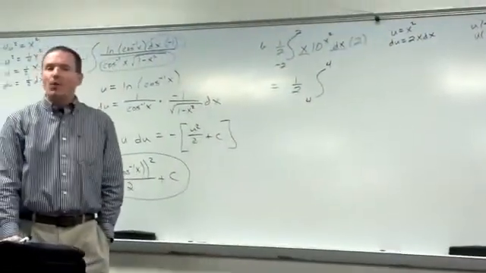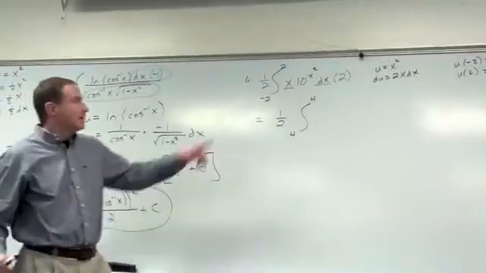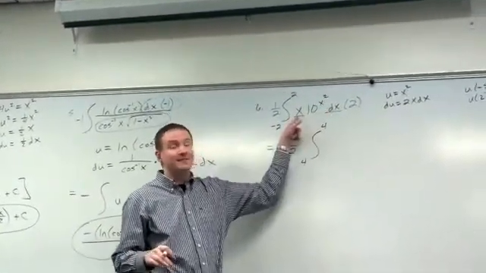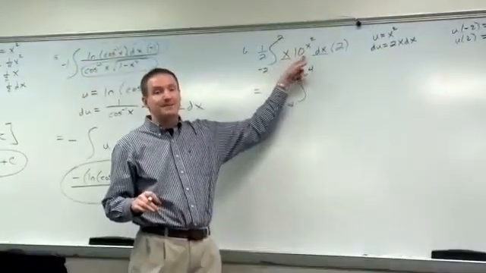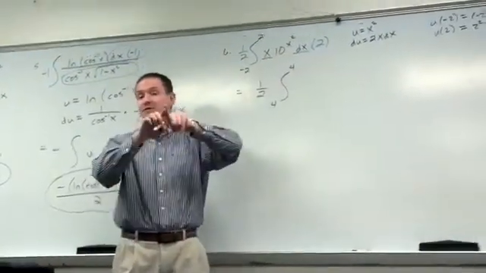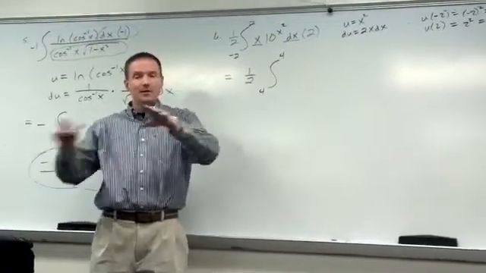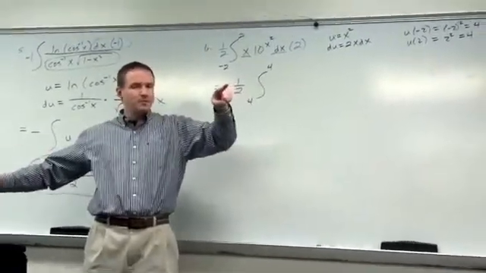So why is that the case? 10 to the x squared is an even function. x is an odd function. Odd times an even is an odd. This function is odd, which means f of x is equal to the negative of f of negative x. So I can say it's symmetric with respect to the origin.